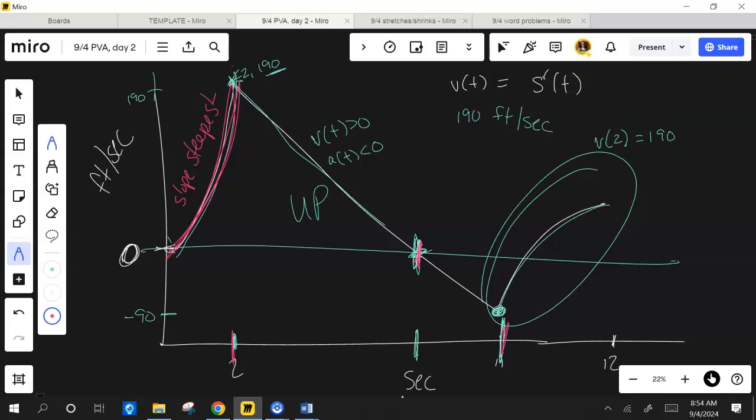Okay, think about velocity. The sign of velocity tells you if I'm going up or down. So velocity here is positive, and from here to here it's positive, so it's going up. But from here to here, I'm going down because velocity is negative. That's not direction, that's speed. Speeding up or slowing down.